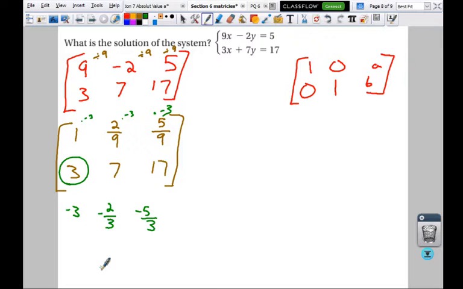Okay, and then my bottom row is going to stay like that because I haven't actually added anything. 3, 7, 17. And I'm going to add straight down. -3 plus 3 is 0. -2 over 3 plus 7 is 6.3 repeating. Right? What about the 22?